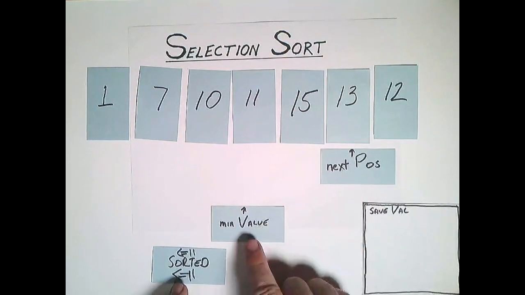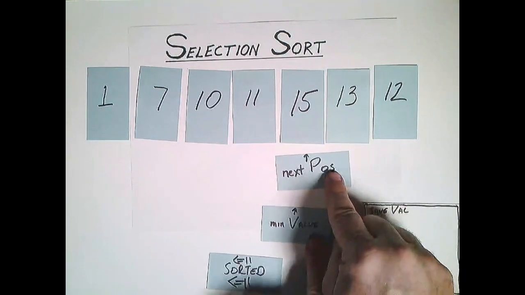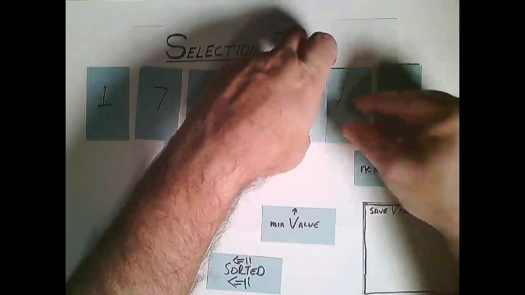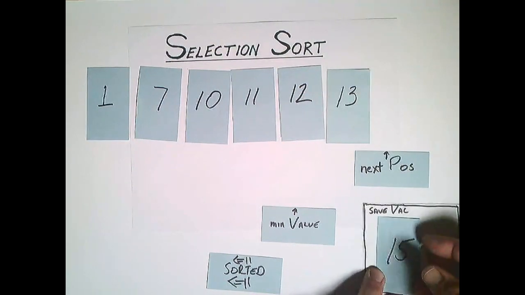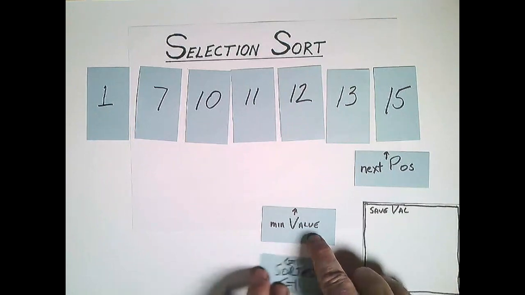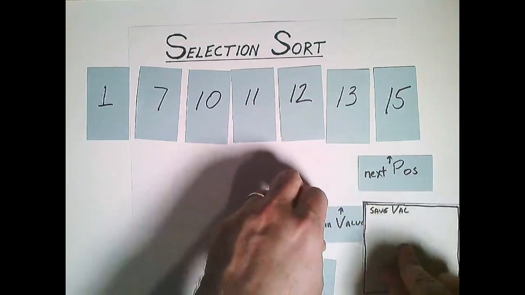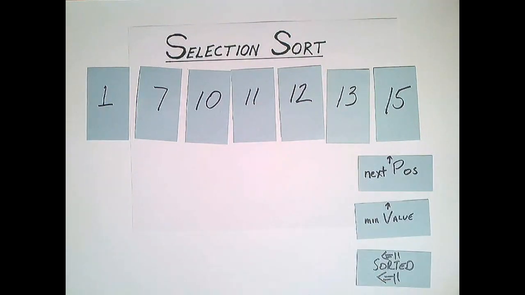Then we shift the min value up. We check. We have 12 as the lowest left, so we swap those out. And now our list is actually totally sorted, but we still have to go ahead and check the rest. We still have to check the 13 and then check the 15, and our list is sorted.